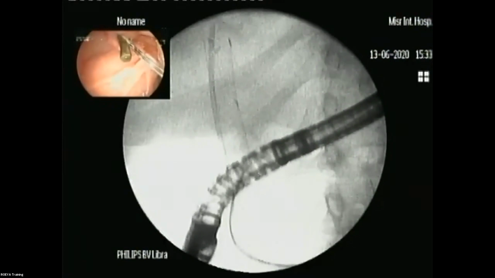Okay, so you start with the plastic one, I think. Is there any instance where you cannot remove the stent? So far, we haven't had any problem removing these stents.